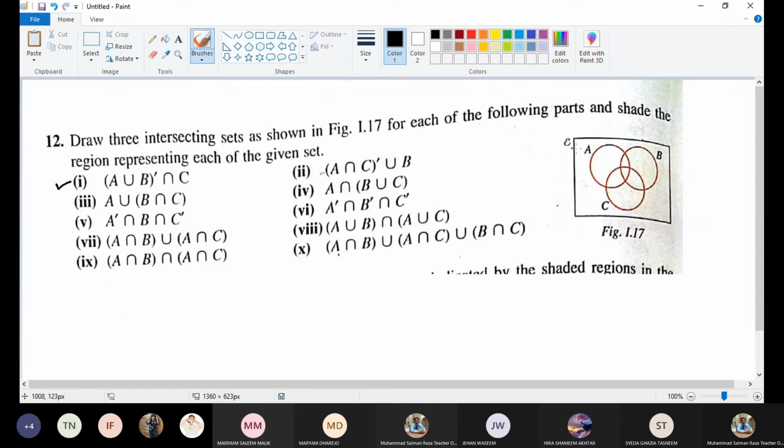It says (A union B) whole complement intersection C.